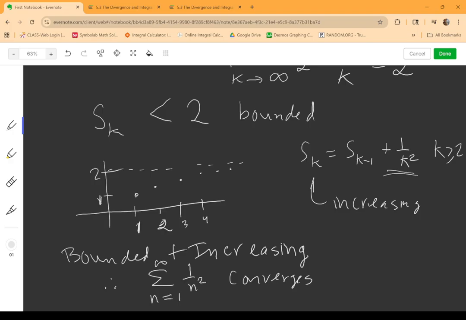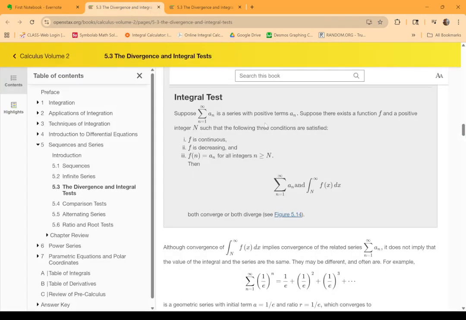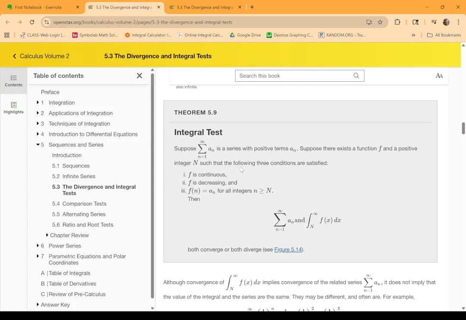Now in applications, the theorem states this. Suppose that a sub n is a series with positive terms. The two series that I was looking at both have positive terms: 1 over n or 1 over n squared, where n is bigger than or equal to 1. They were all positive terms, so that held.